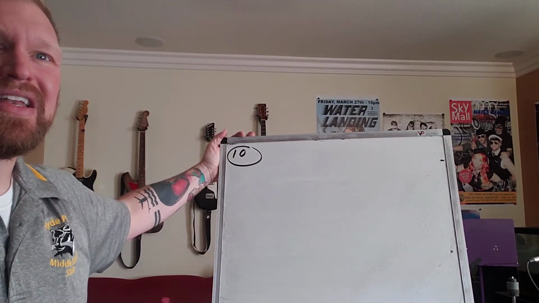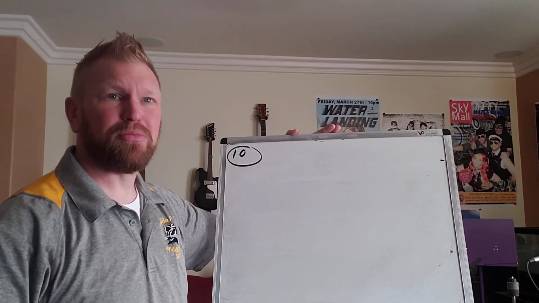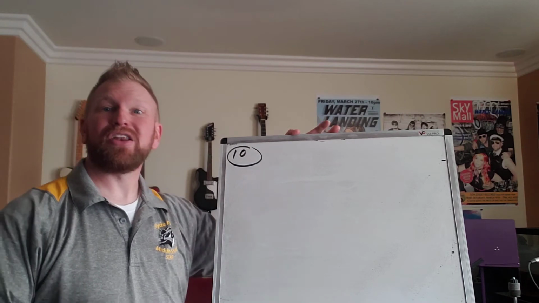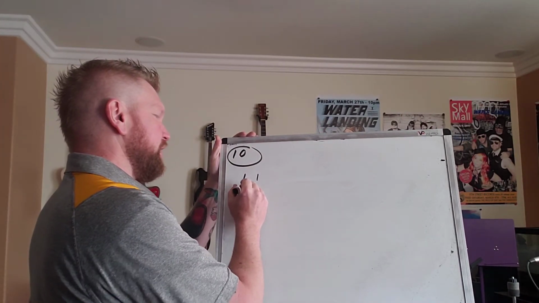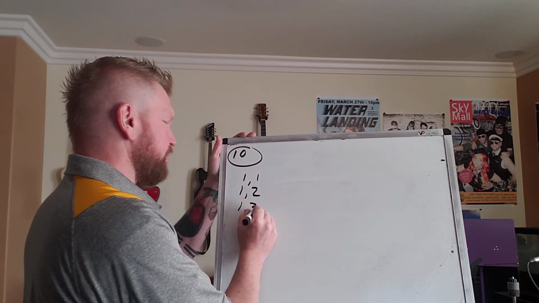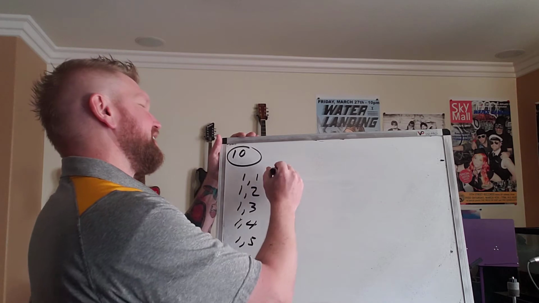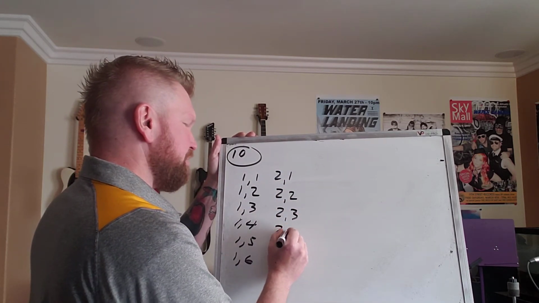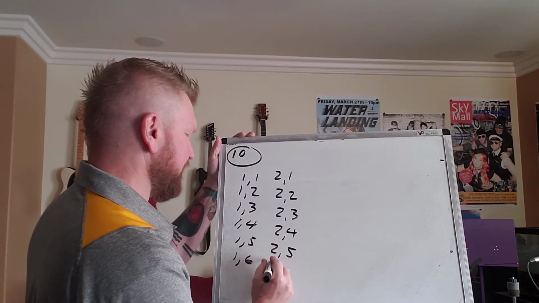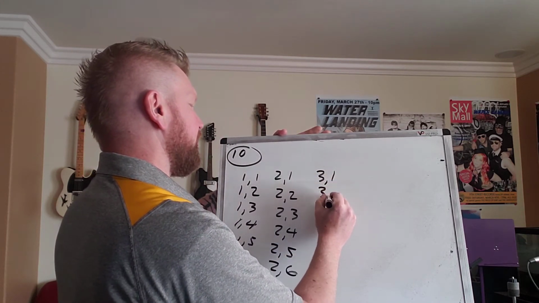Question number 10. A die is rolled twice. What's the probability that it will land on the same number both rolls? So we talked about making an organized list of all the things that could happen. So it could be a 1-1, could be a 1-2, could be a 1-3, could be a 1-4, could be a 1-5, could be a 1-6. And this is going to take a minute, but I'm going to write down all of the possible outcomes for rolling 2 die, just like we had done before.